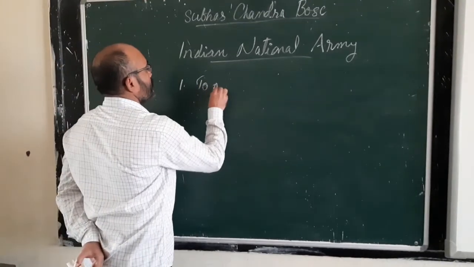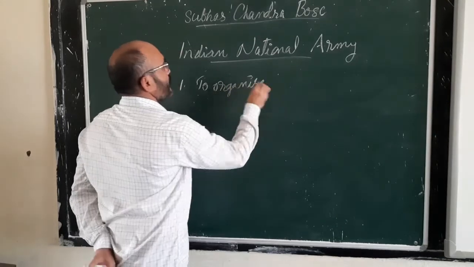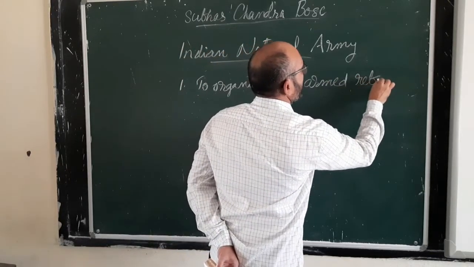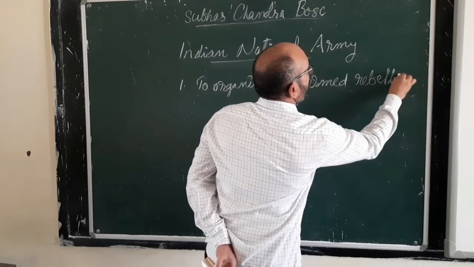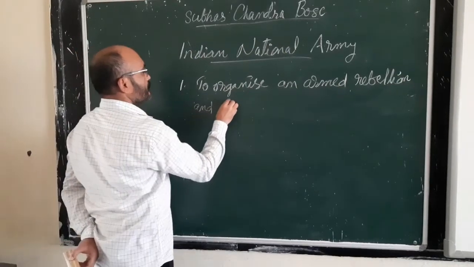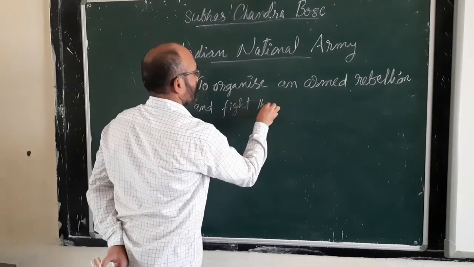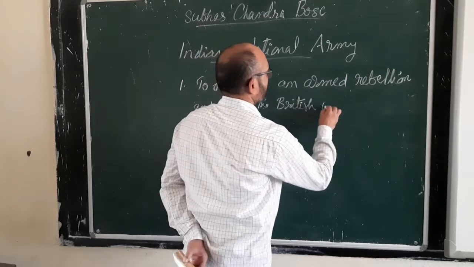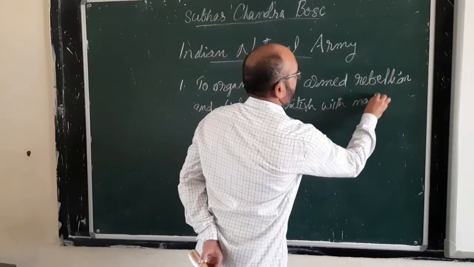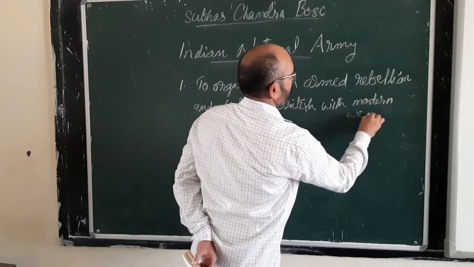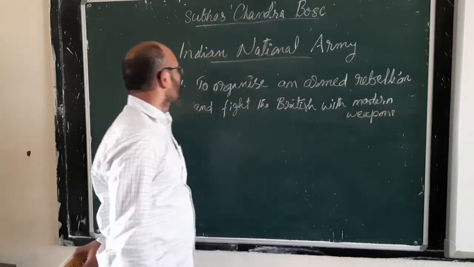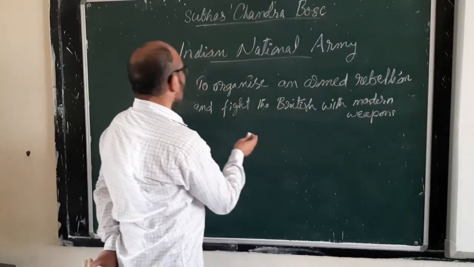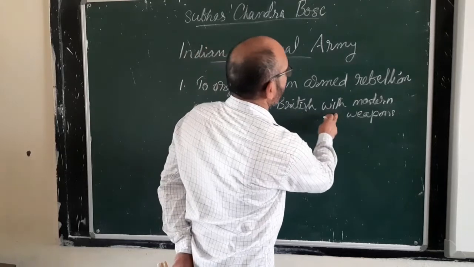To organize an armed rebellion and fight the British with the modern weapons. One of the objectives of INA: to organize an armed rebellion and fight the British with the modern weapons.